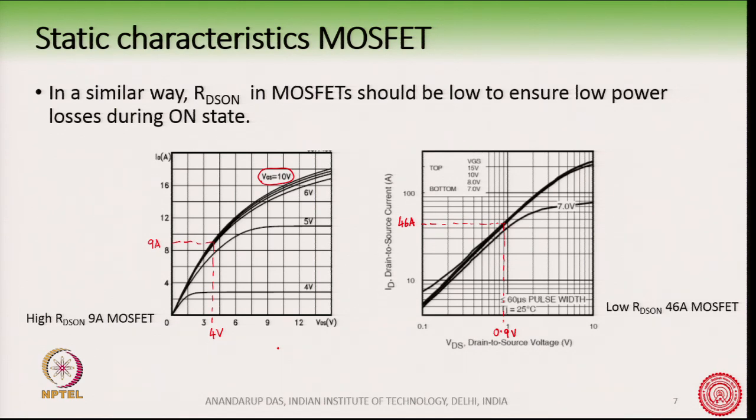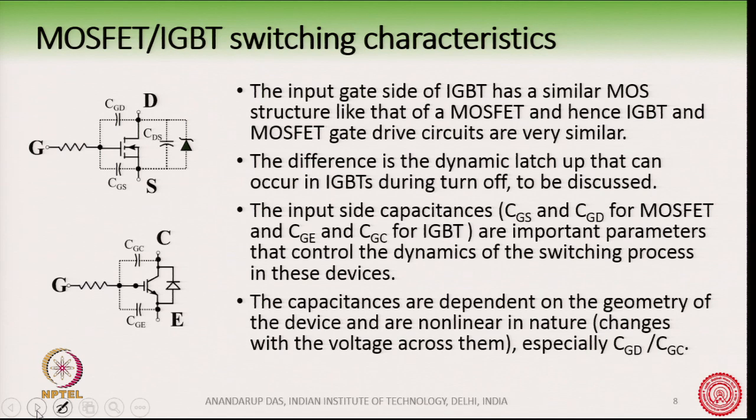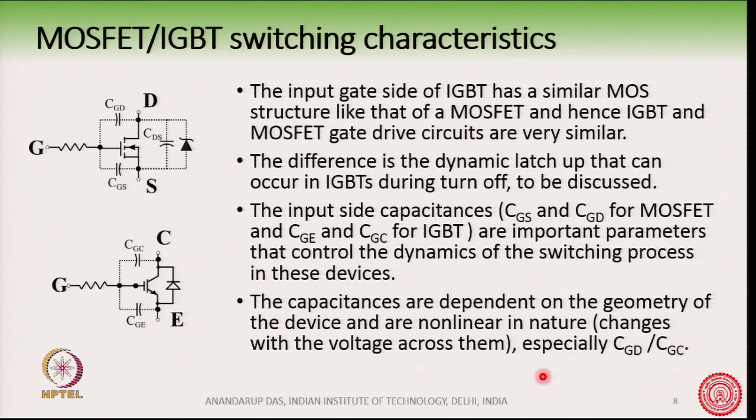So, this is the steady state characteristic, where you should always see where your device is operating. Again, it will depend on the load line, where the load line is and where you are exactly operating on the load line. So, you will have to see where the device is operating. Now next comes the switching characteristics. We have covered the static characteristics and we are now looking into the switching characteristics.